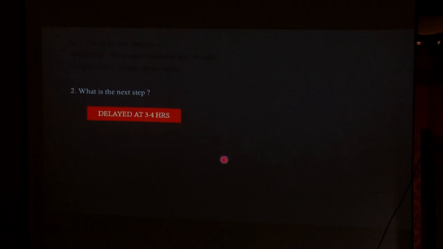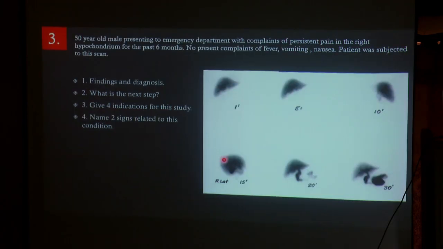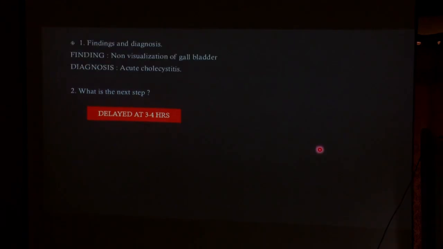So the finding here will be non-visualization of the gallbladder. They are taken in different frames, and here we do not find the gallbladder at all. It has emptied into the bowel, and yet we don't find the gallbladder. So it is a case of acute cholecystitis. So what will be the next step?